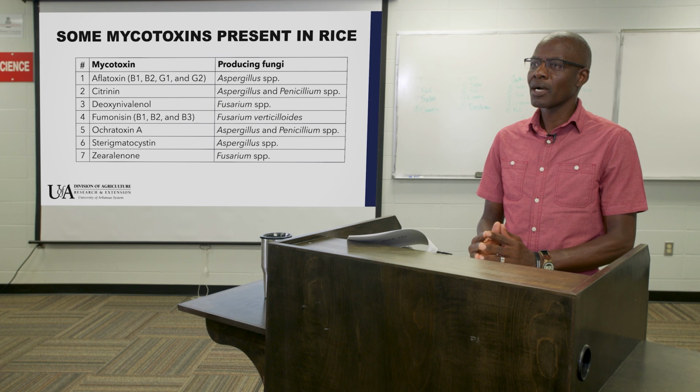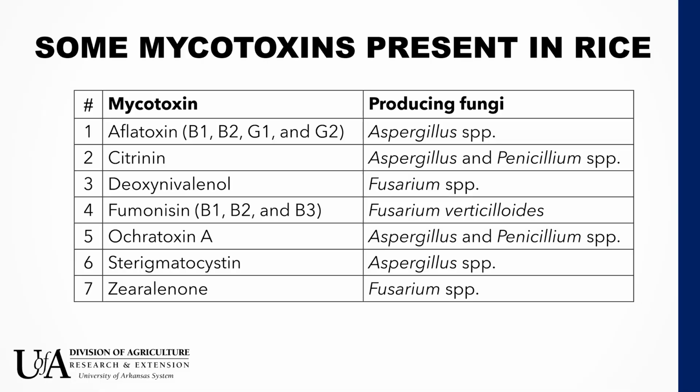Now, there are some mycotoxins that have been found on rice. We are all familiar with aflatoxin. This is one of the predominant ones. We have B1, B2, G1, and G2. Basically, those represent the color of the fluorescence that is observed whenever these toxins are observed under a UV light. Aflatoxins in general are produced by a fungus called Aspergillus.